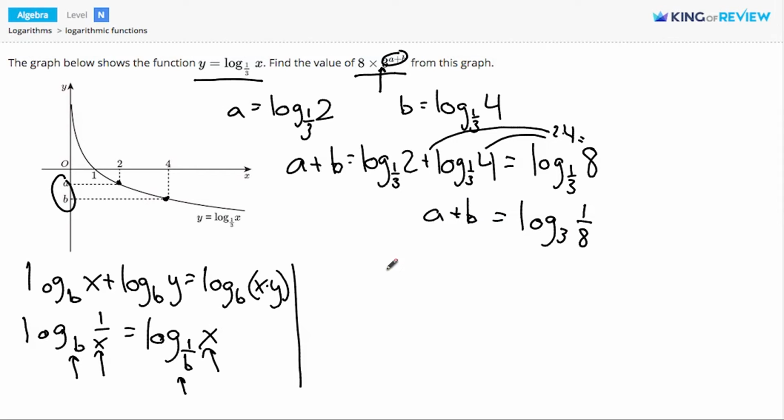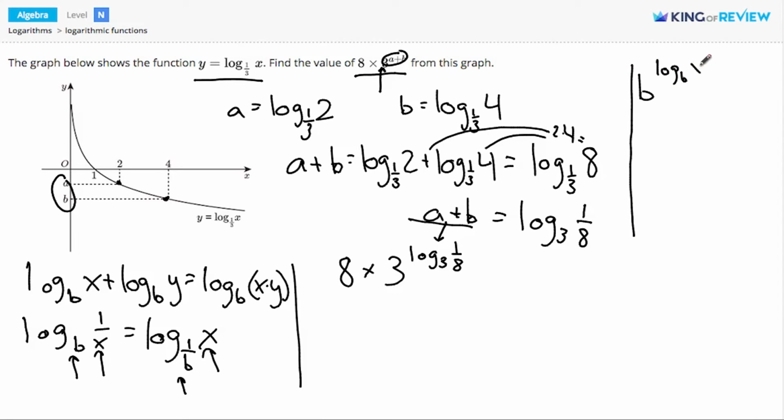Now let's go back to the problem we're originally trying to solve. 8 times 3 to the power of a plus b. But I've just figured out that a plus b is the same as the log base 3 of 1/8. And so now we need one final property of logs. And that is that if you have a number b, and you raise it to the power of the log base b of some number x, the log base b and b cancel each other out, and we're just left with the x we had in our exponent.